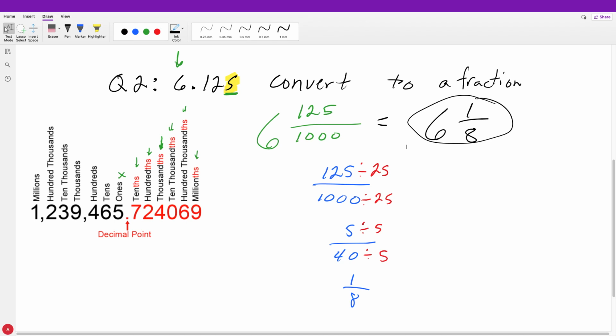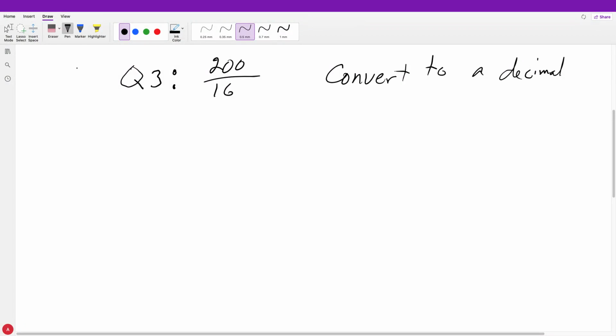All right, so the main thing that you need to be able to remember when you're converting to a fraction is these place values and what their names are. All right, let's go ahead and work on another problem. For this problem, we're converting our fraction to a decimal.